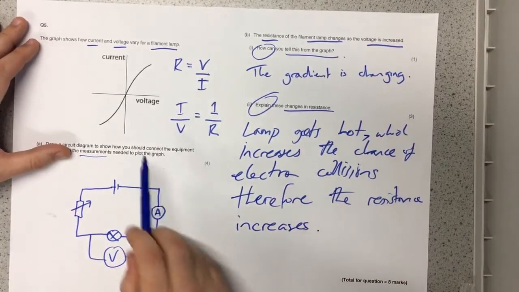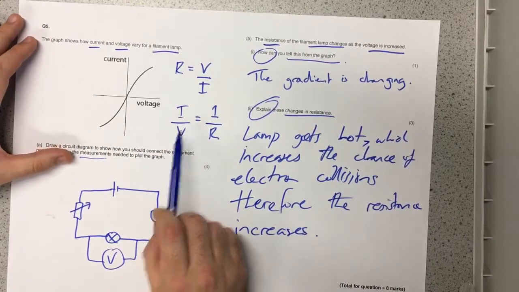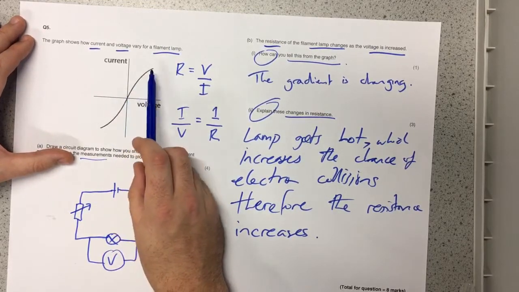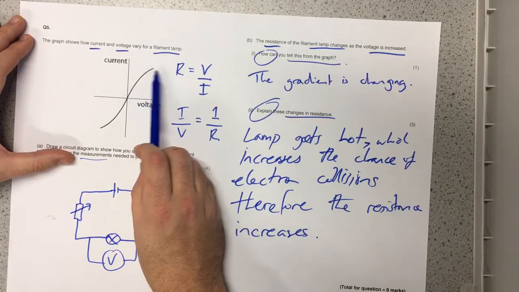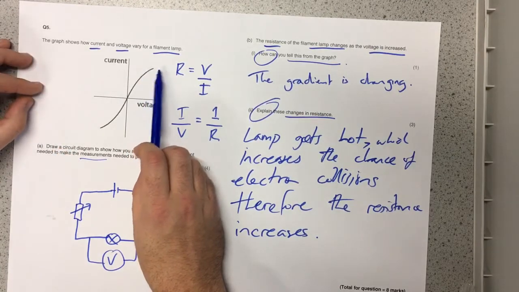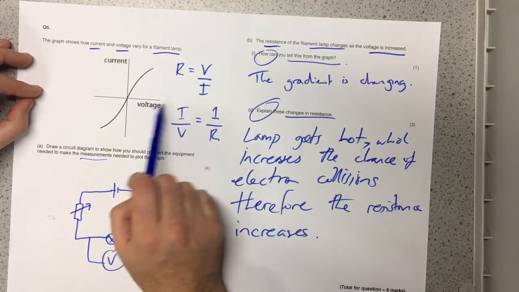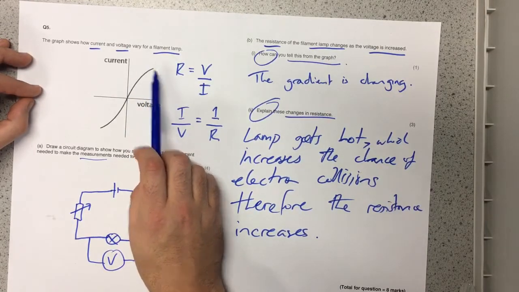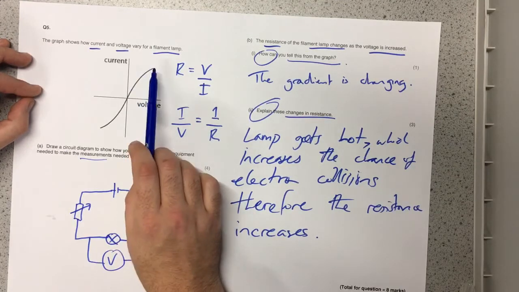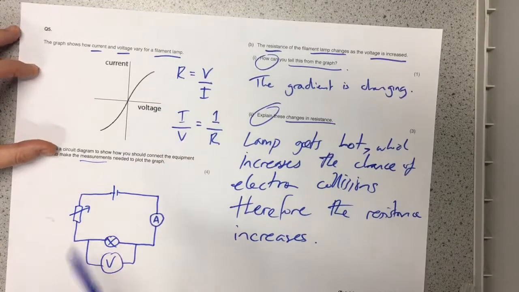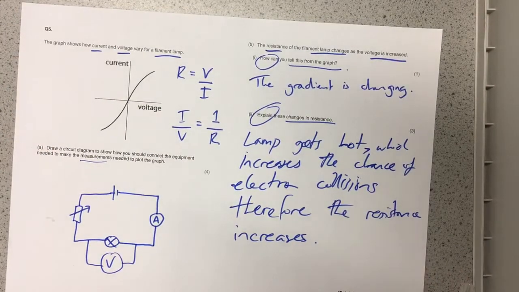And we can see, going back to this idea about the gradient being 1 over R, the gradient is starting off very, very high, and then as you increase the voltage, the gradient starts to reduce and flatten out towards the top. So you can push more and more voltage, but you don't get much more current flow. And eventually, if you push more and more voltage, eventually the lamp would get so hot that it would melt the filament and no more current would flow, and this line would drop right down. So there you have it, 8 marks.